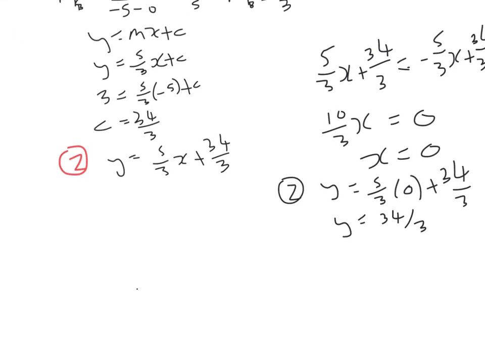So our final answer is a cross, x is 0 and y is 34 over 3, which is 11 1/3.